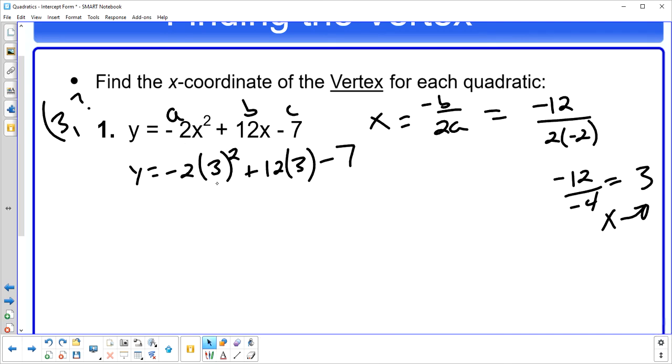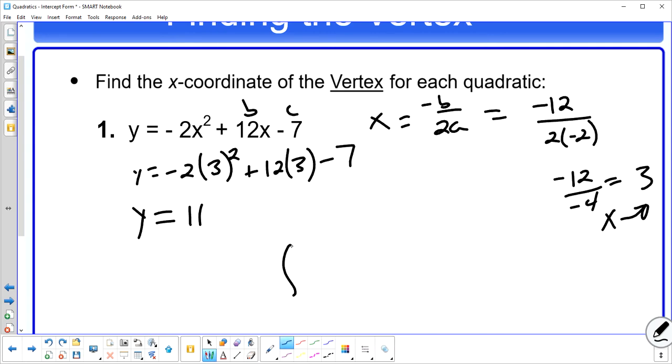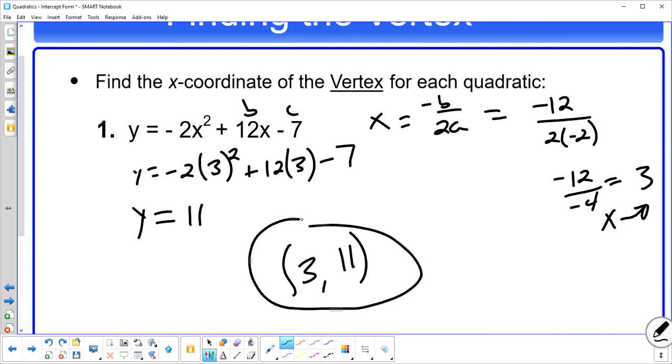And I can plug that all into the calculator at once, provided, again, you're not using your silly little cell phone calculators. You're actually using a real calculator. It will do order of operations correctly for you. And if you plug that in and simplify, you get 11, which means up here our vertex is going to be 3 was the x-coordinate we found, 11 was the y-coordinate. That is the vertex.